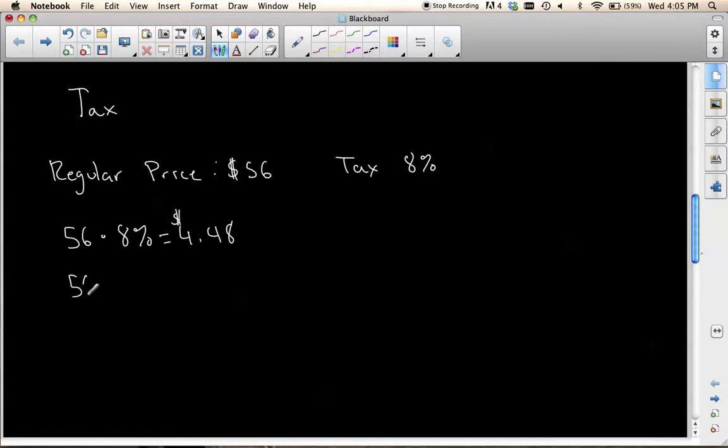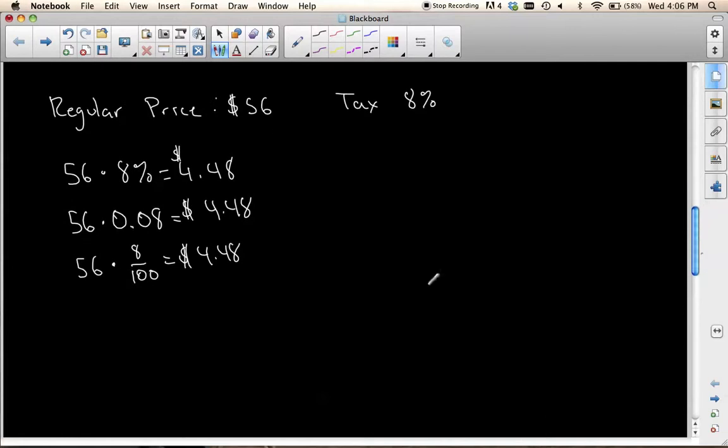Same thing if I take 56 and multiply it by 0.08, because it's 8%, not 80%, I'll get $4.48. Or if I take 56 and multiply it by 8 over 100, I'll get $4.48. So no matter how you decide to do it, you still come out with the same thing. Okay, so I've already figured out my tax. But now again, I need to figure out what my final price is. So what's my final price?